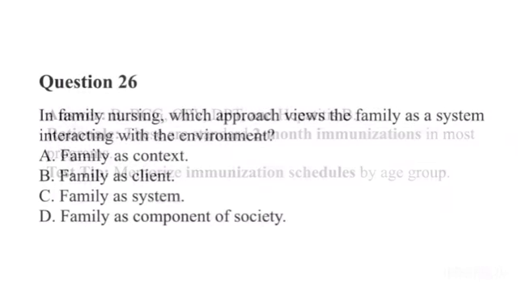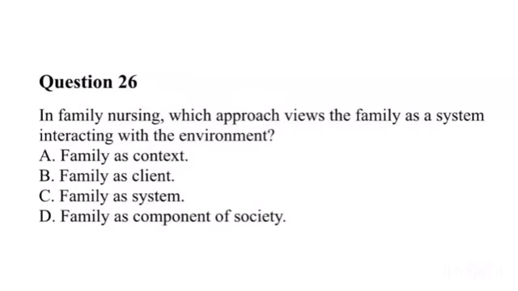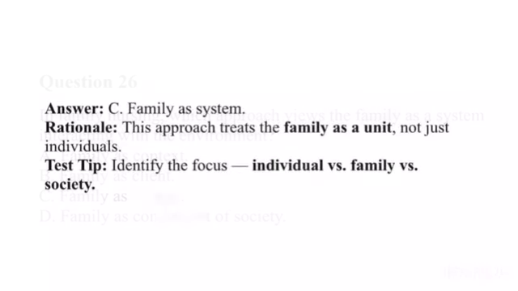Question 26. In family nursing, which approach views the family as a system interacting with the environment? A. Family as context. B. Family as client. C. Family as system. D. Family as component of society. Answer: C. Family as system. Rationale: this approach treats the family as a unit, not just individuals. Test tip: identify the focus, individual versus family versus society.